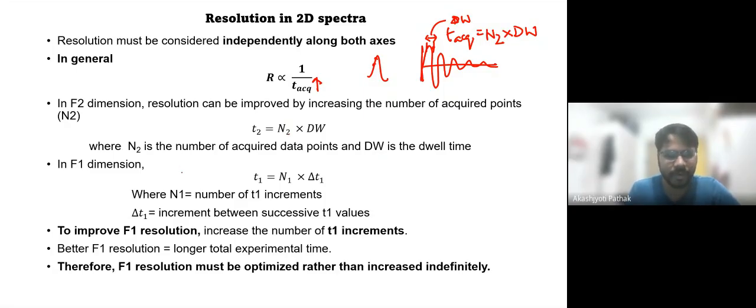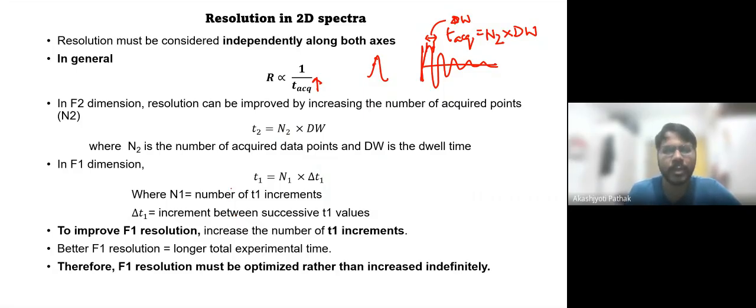But in the F1 dimension, what has to be your increments? In the F1 dimension, we were collecting each FID with each increment. So if we take each increment as delta T1, and if we make N1 such increments, then your T1 will be what? Your T1 will be N1 into delta T1. So N1 is the number of T1 increments that we have made, and delta T1 is the increment between successive T1 values.